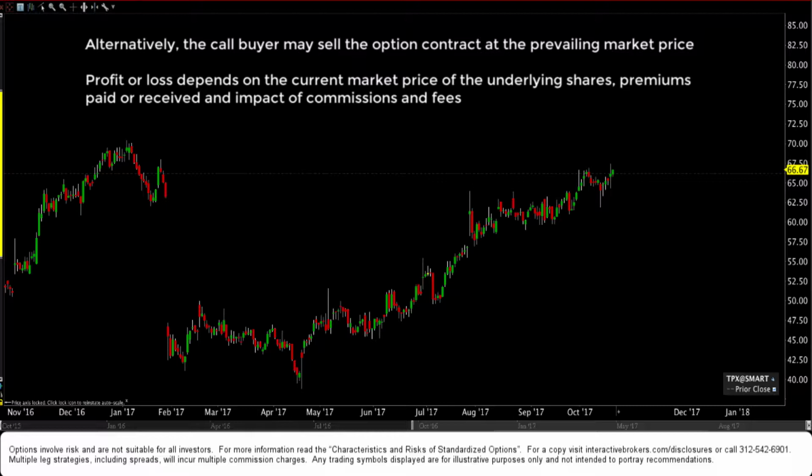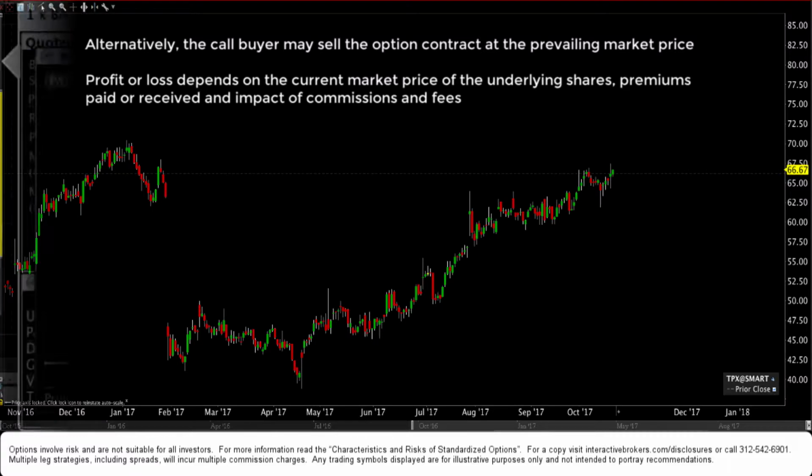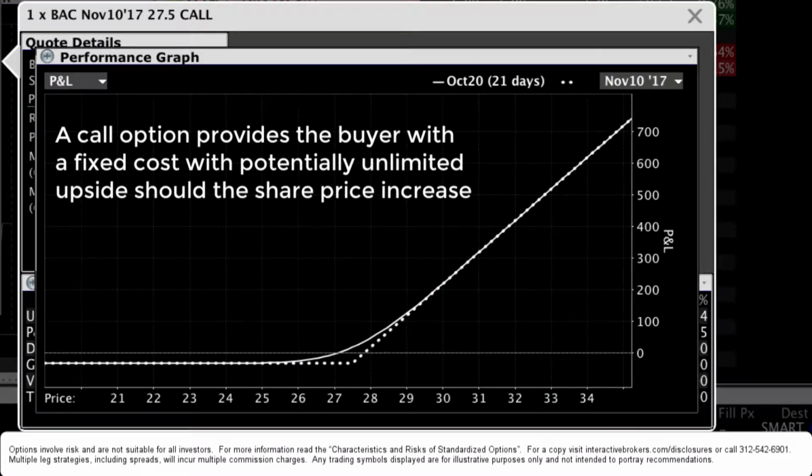Whether or not he makes a profit depends on the current market price of the underlying shares, the amount of the premium paid, as well as any commission or fees. As we did in the first video, in calculating break-even points, we'll disregard the cost of commissions for simplicity, but please remember that commissions are an added cost and should be considered when calculating break-even points. Information on commissions and fees can be found on the IB website. A call option provides the buyer with a fixed cost with potentially unlimited upside should the share price increase.